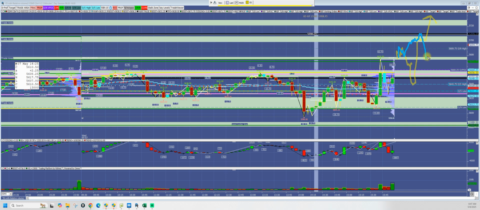Come back down, test the range high from yesterday, break in. Come down, take out the settlement, and then basically just chop in this area right here between the 5709 area and the 5650 area.